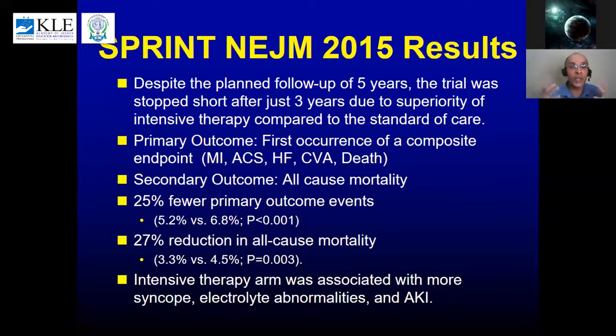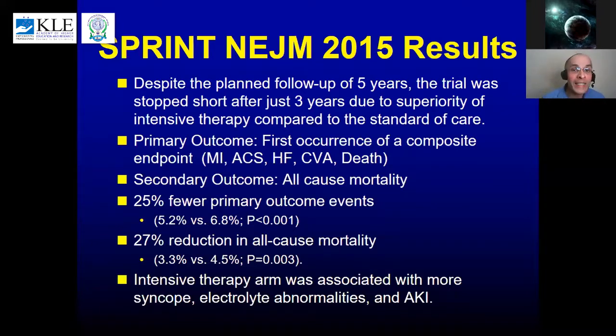But when you're doing such a large study, you have to send your data into the Data Monitoring Center in Washington, D.C. And the Data Monitoring Center was tracking the data, and they found that there was really marked superiority in the intensive group compared to the standard of care group. And because there was so much superiority in the outcome variables, they stopped the trial early after 3 years. So what did they look at in terms of outcome variables?